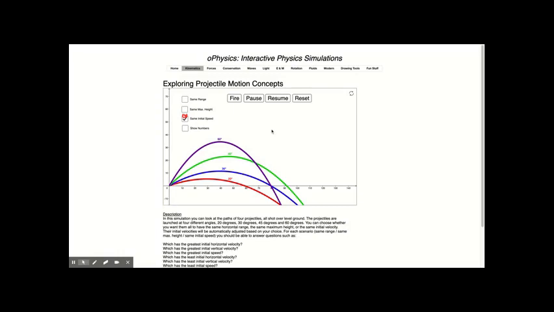And then the second thing is the interesting thing about complementary angles. If you recall, a complementary angle is any angle that adds up to 90 degrees. So in this case, the 60 degrees plus 30 degrees adds up to 90. So these are complementary angles. And look at that, they land in the same spot. So complementary angles will have the same range, but of course, the 60-degree will take longer to get there, more time.